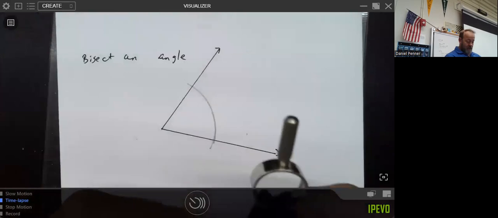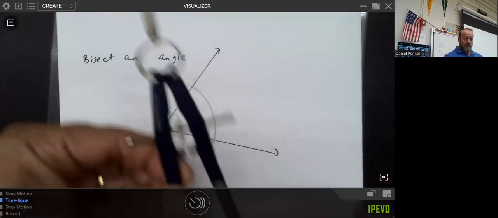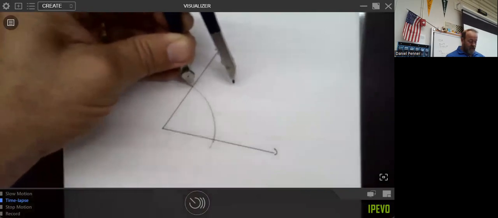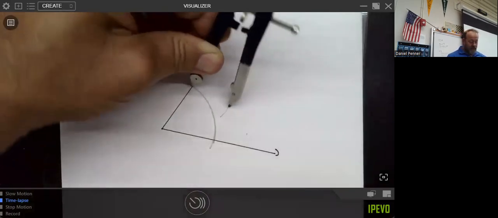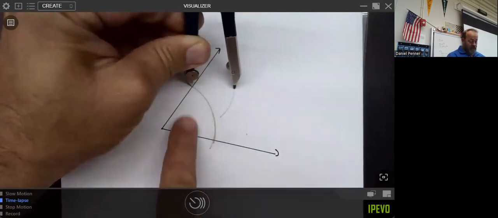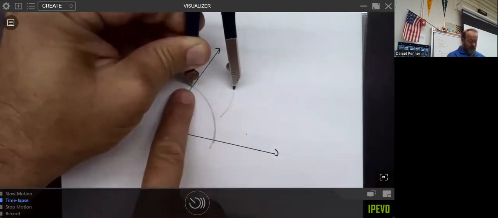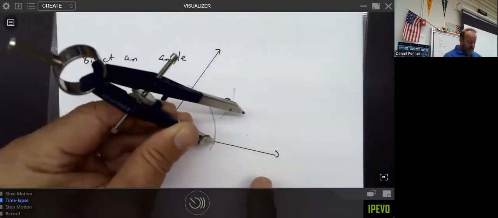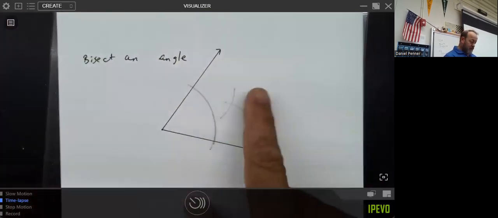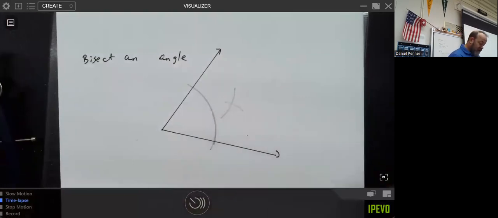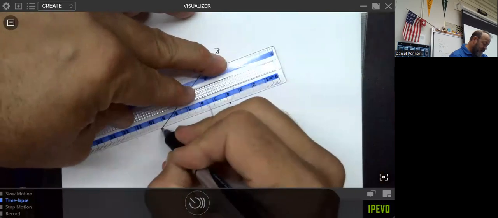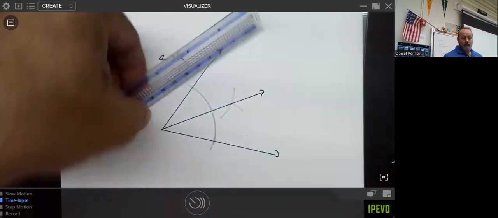You can actually make it a little bit smaller. So I'm choosing to make mine a little bit smaller, and I just want to make an arc from the top out here in the middle somewhere. And then to be fair, since I made an arc from the top intersection point in the middle, I'm going to make the same arc from the bottom one somewhere out in the middle. And the place where those cross, if I connect that with my original vertex, that will be my angle bisector.